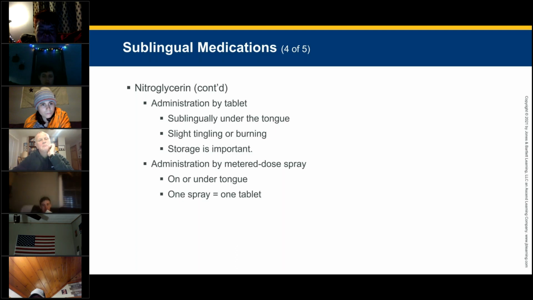You might have the meter dose spray like we saw in the photo. You're just going to spray that under their tongue. One spray is equal to one tablet.